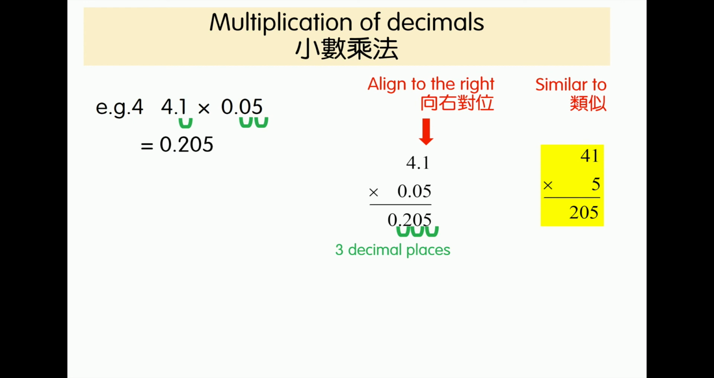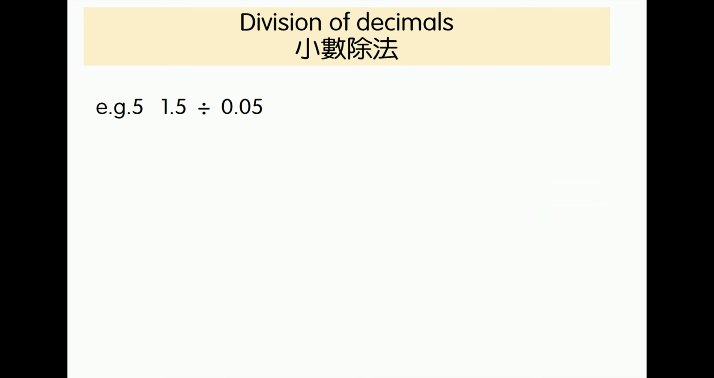How do we do division of decimal? If we use fractions to show you, it will be much easier to understand. For example, 1.5 divided by 0.05. We can write it in this way. For divisions of decimals, we could do something called expansion. We times 100 to the top and the bottom.